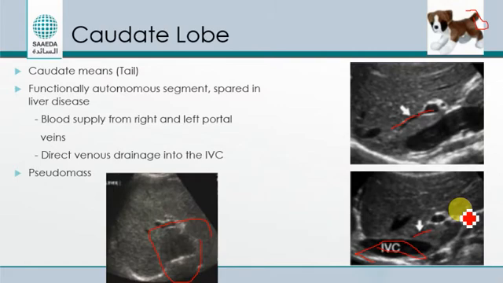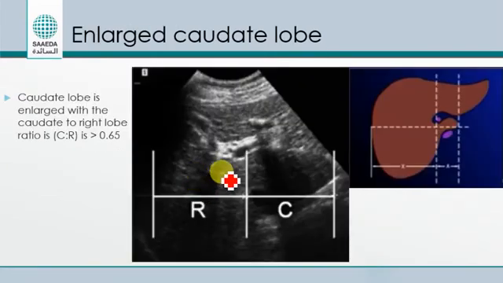So how do we know if the caudate lobe is enlarged or not? It's very simple. Just take this measurement. This is the caudate lobe, okay, and this is the right lobe of the liver, okay, and you take this distance and this distance. If the caudate over right lobe ratio is more than 0.65, this indicates caudate hypertrophy. In fact, if it is more than 0.73, this has a 99% specificity for liver cirrhosis.